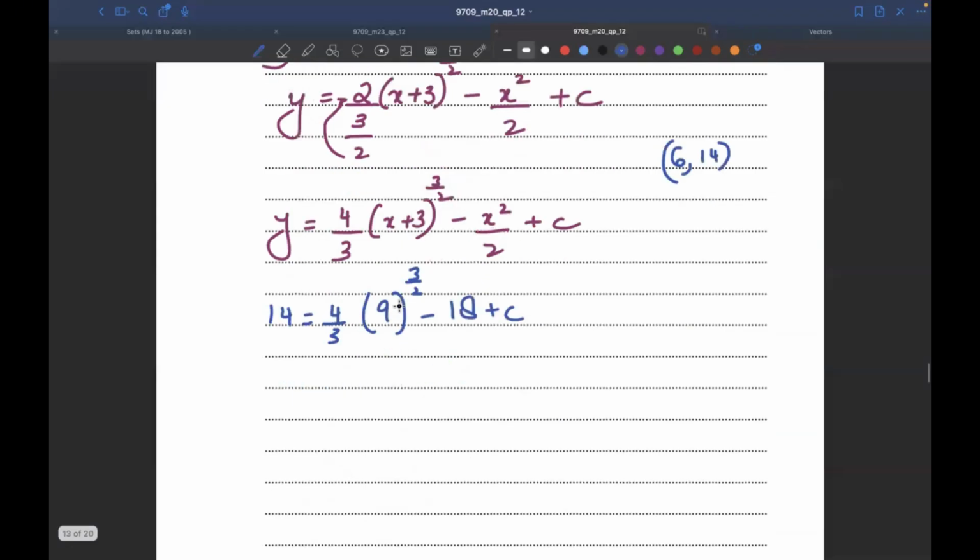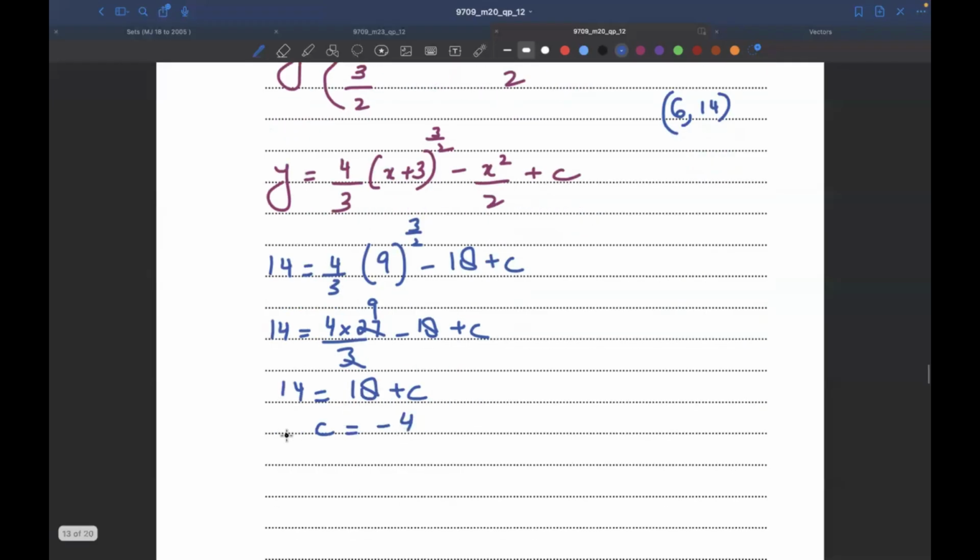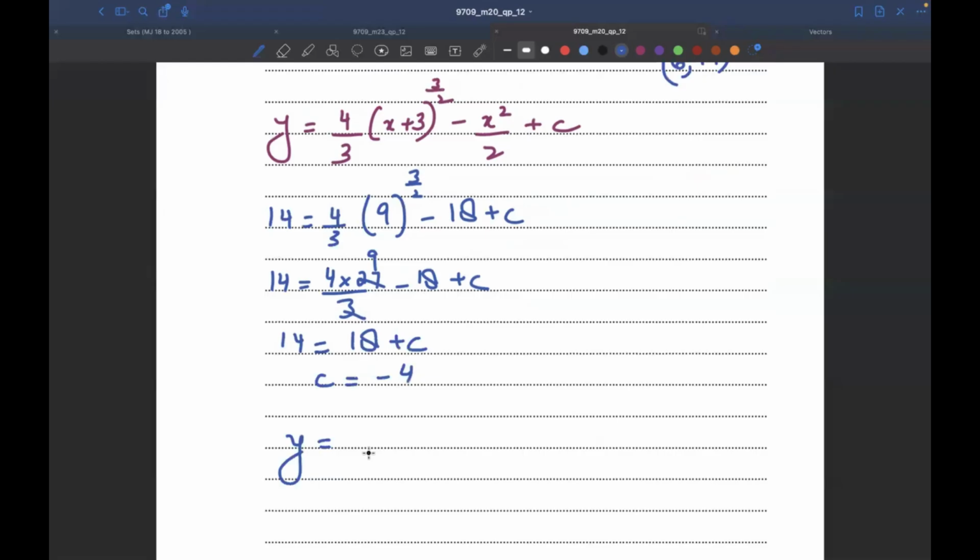So square root of 9 is 3, 3 cubed is 27. So you'll get 14 is equal to 4 times 27 upon 3 minus 18 plus c. So this will become 4 times 9, 36, minus 18. 36 minus 18 is 18 plus c. So the value of c is equal to minus 4. Finally, now we can write our equation as y equals 4 upon 3 into (x + 3) to the power of 3 upon 2, minus x squared upon 2, minus 4.